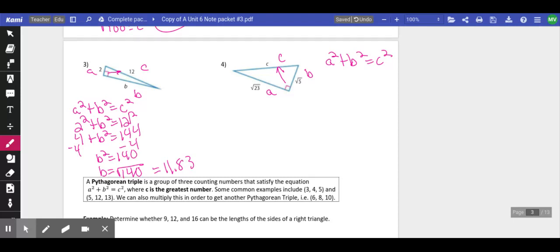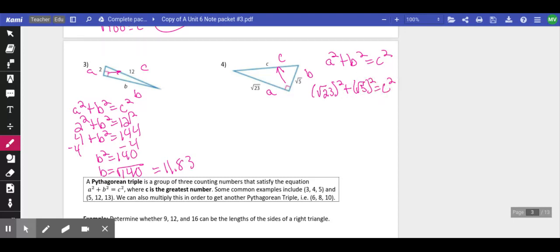Number 4, I'm going to do the same thing. So C is across from the right angle. So it's a squared plus b squared equals c squared. A is the square root of 23. So I'm going to do the square root of 23 squared plus the square root of 5 squared equals c squared.